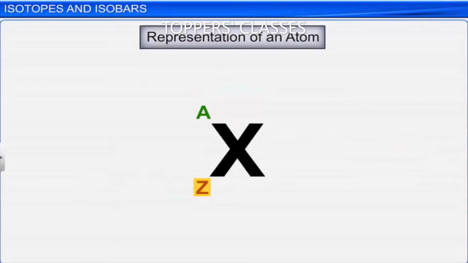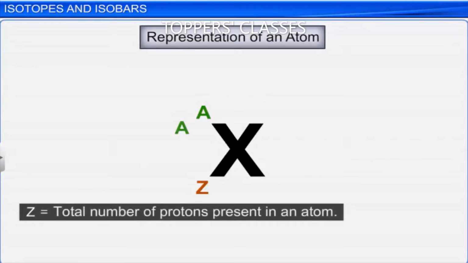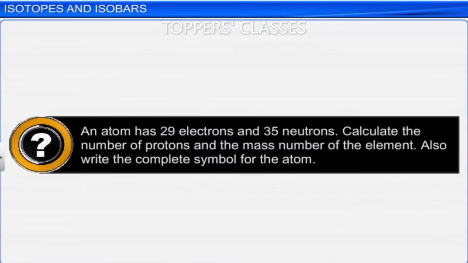As you have learned before, atomic number Z gives the total number of protons present in an atom, while the atomic mass number gives the total number of protons and neutrons present in that atom. Let us work on a simple problem before proceeding further. An atom has 29 electrons and 35 neutrons. Calculate the number of protons and the mass number of the element. Also write the complete symbol for the atom.